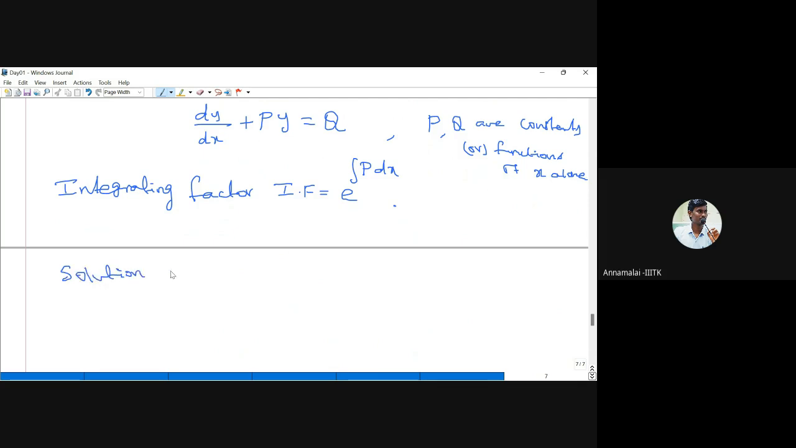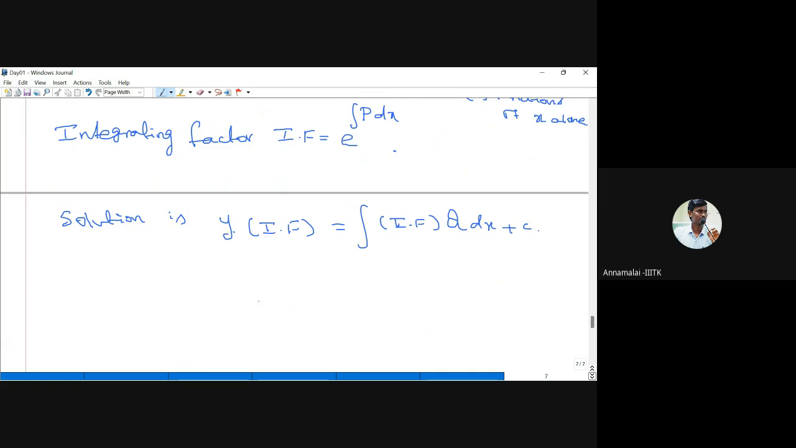Therefore, the solution is y into the integrating factor equal to the integration of the integrating factor times q into dx plus some constant. So the solution is y into e power integral p dx equal to integral of e power integral p dx into q into dx plus c. So this is the solution of the first order differential equation. First you have to find the integrating factor and then write this solution.